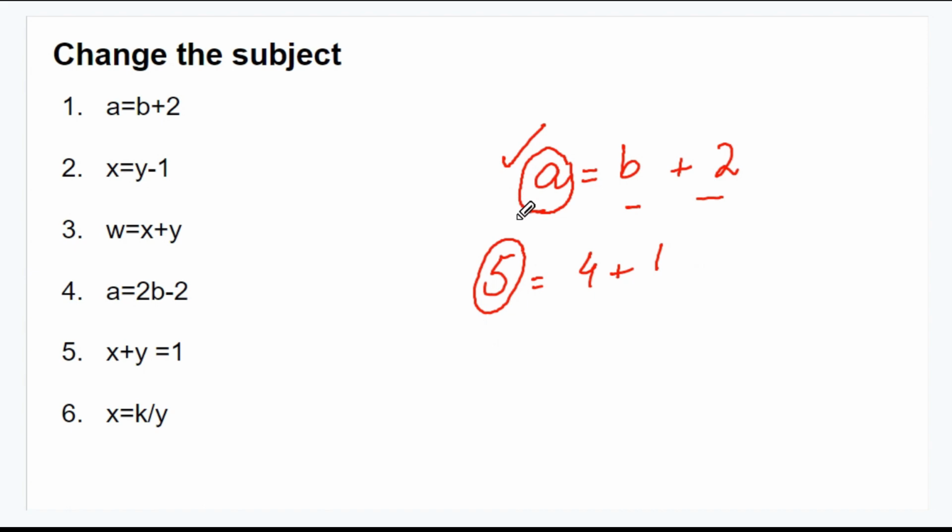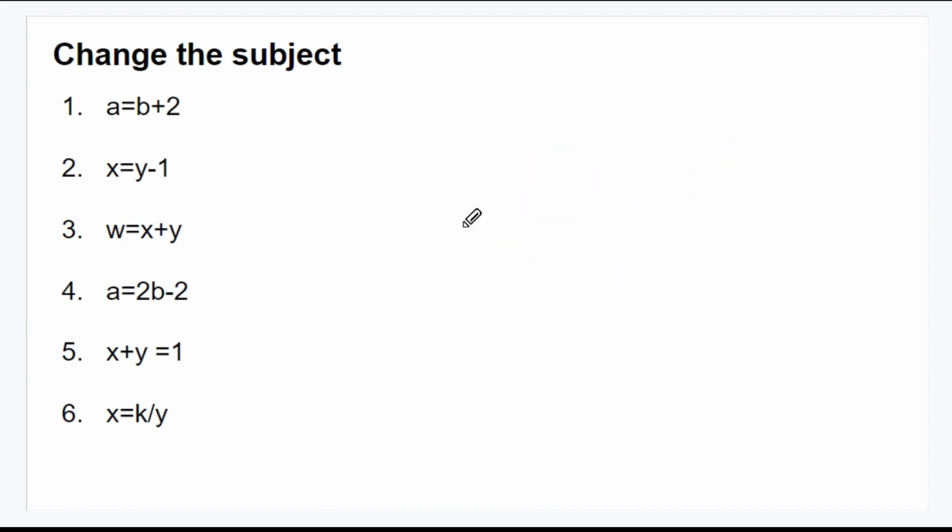So when we need to make any letter or alphabet a subject, it means we need to separate it from the other letters and numbers in the equation. Okay, so let's do an example. I have A equals B plus 2 over here. You need to change your subject. Right now your subject is A, but I want B to be my subject.